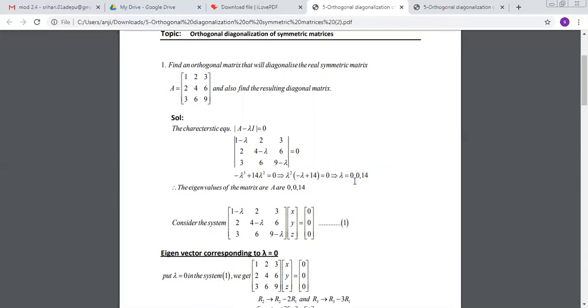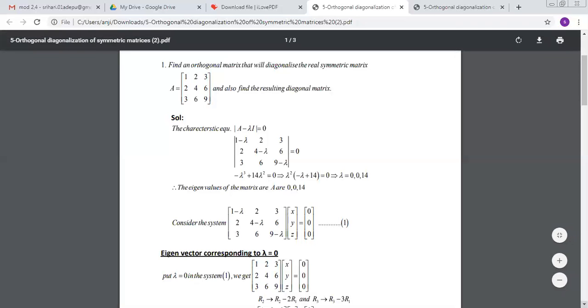Now these are the eigenvalues. Lambda equals 0 is repeated. The algebraic multiplicity of lambda equals 0 is 2 and the algebraic multiplicity of lambda equals 14 is 1. Now consider this system. This system is simply (A minus lambda I) X equals the null matrix. So that is [1 minus lambda, 2, 3; 2, 4 minus lambda, 6; 3, 6, 9 minus lambda] times [x, y, z] equals [0, 0, 0]. Now we are going to calculate the eigenvectors.